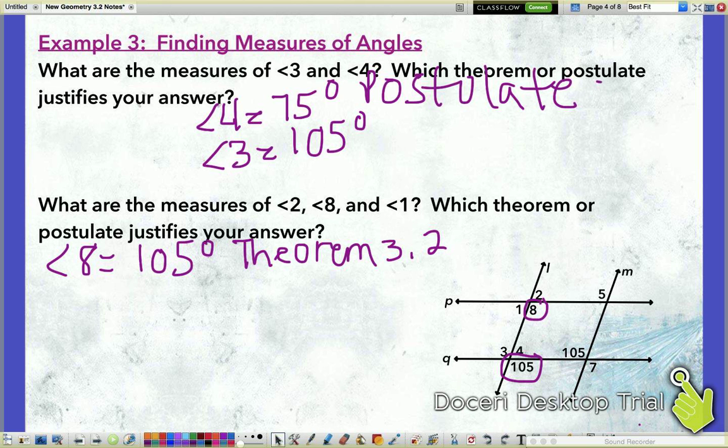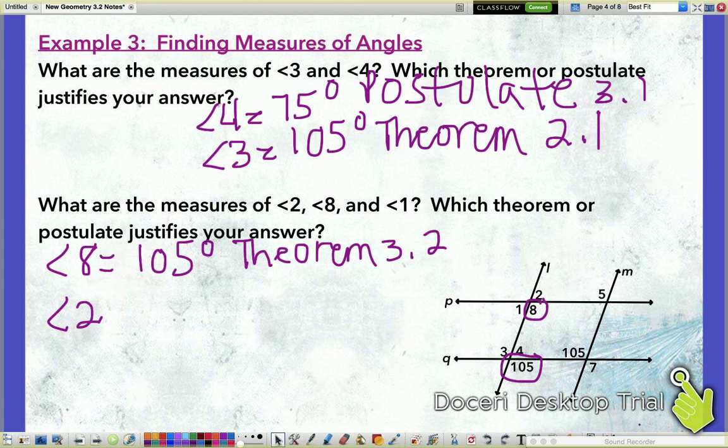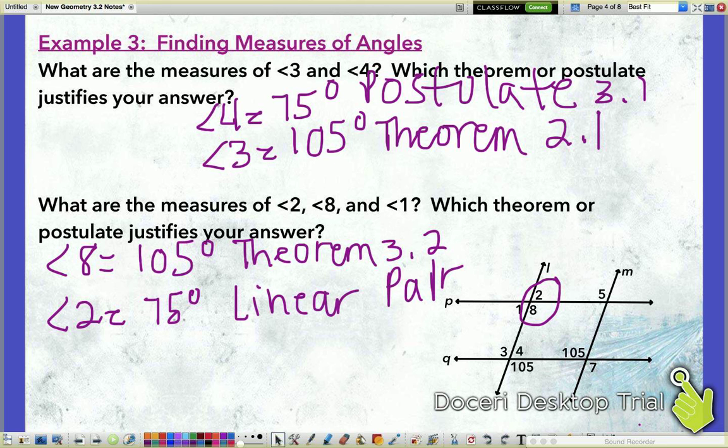Postulate 3.1, consecutive interior, and then this would be theorem 2.1 from way back, vertical angles. Okay, angle 2 would be a linear pair with 8. So we take 180 minus 105. Okay, and that's just because we know it's a linear pair. Okay, and then angle 1.